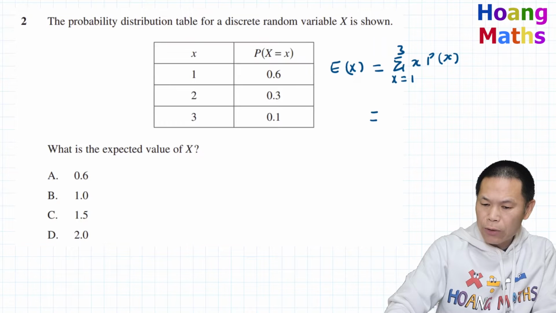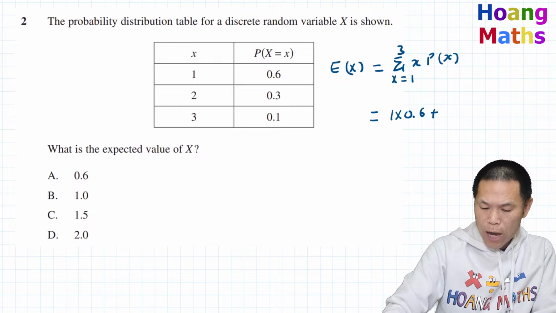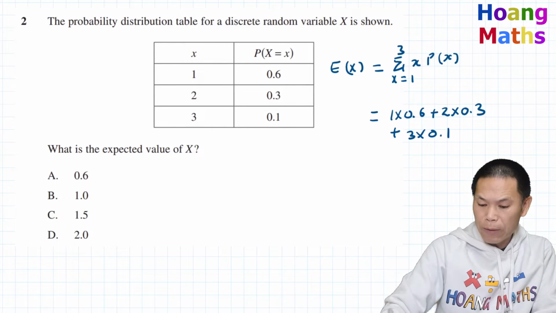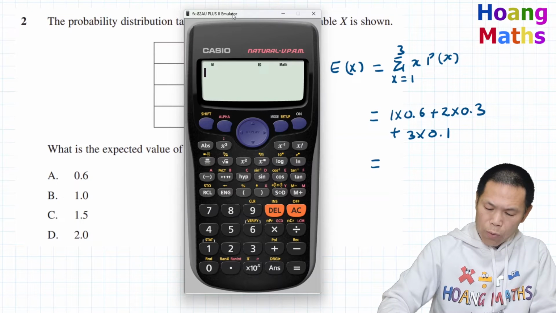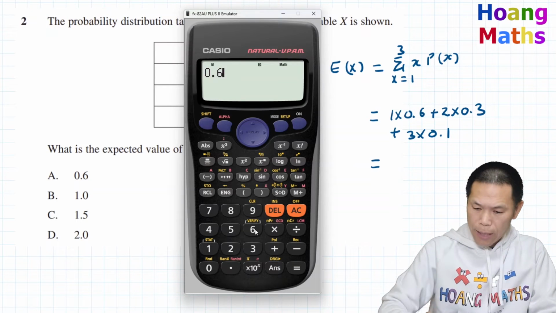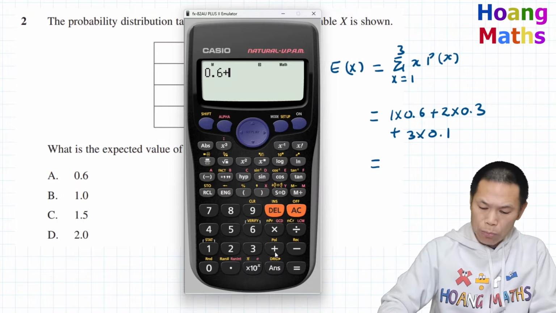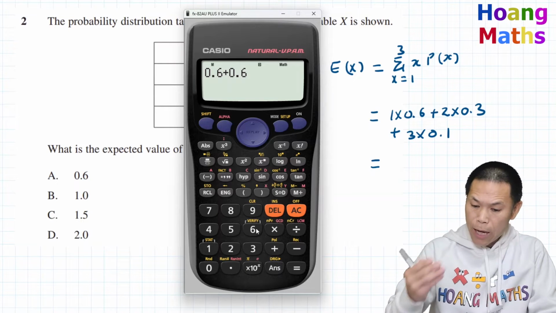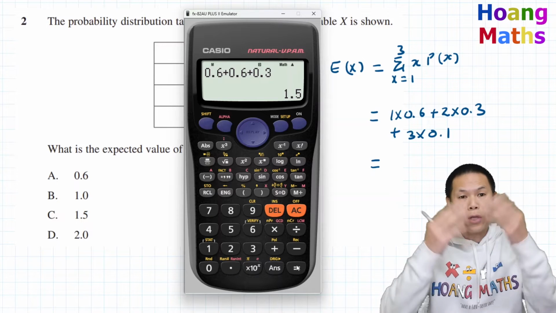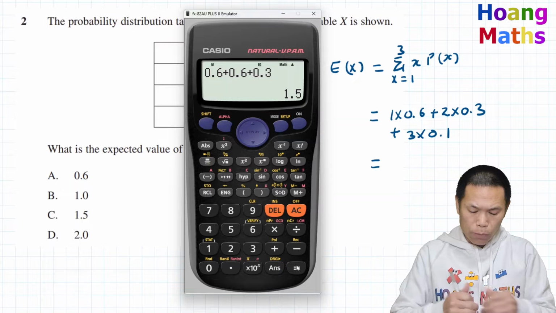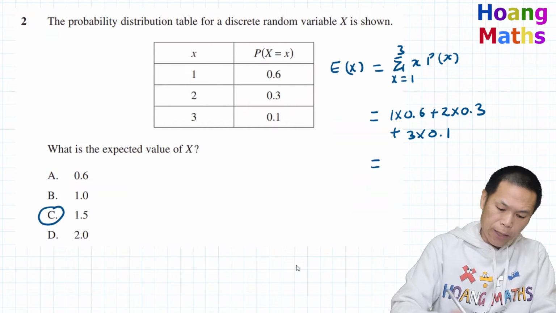So that is equal to 1 times 0.6, plus 2 times 0.3, plus 3 times 0.1. Now I put it in the calculator. 1 times 0.6 is 0.6, then we add 2 times 0.3, which is 0.6, and then 3 times 0.1 is 0.3, so add 0.3. There you go, 1.5. So the answer should be C.